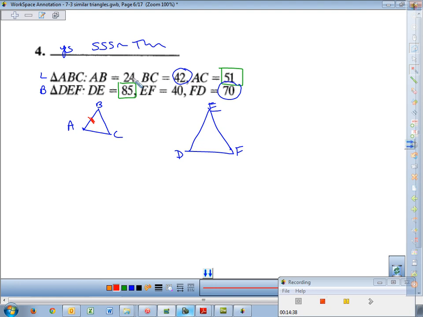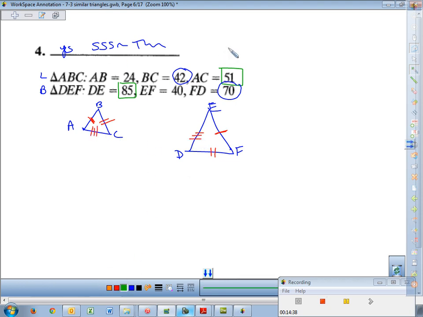What did distance from A to B correspond with, though, in the other triangle? Distance from F to D, right? Doesn't it? I'm sorry, you're right. E to F. E to F, right? So I'm going to find that and put one tick mark on it. You with me? Then B to C is 42. That corresponds with F to D, which is 70. And then finally, triple and triple.